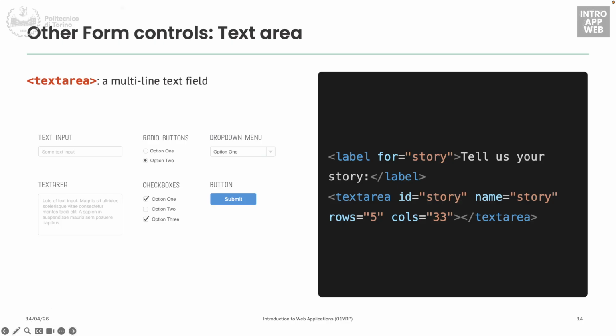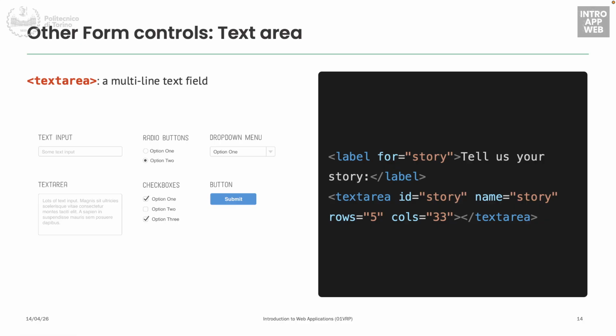Okay, so here what do we have? The label. What do we say the label is? Yeah, of course, the label that is associated with a specific input. So here we have the label that says tell us your story. If we try to think of this code snippet graphically, what will we see? We will have a text that says tell us your story, and then next to the text we will have an input field that is bigger than the one we have seen so far, a text area in which the user will write his story.